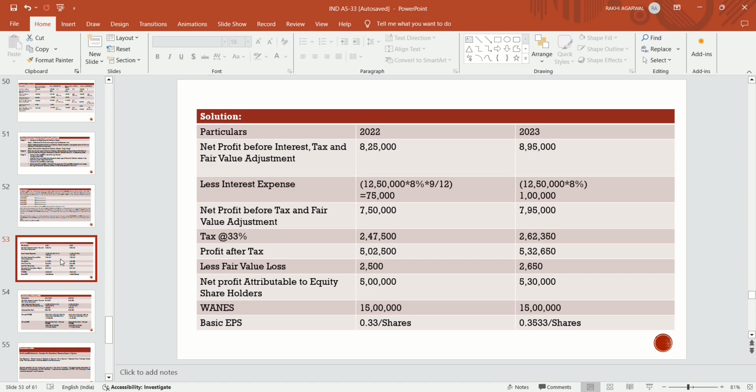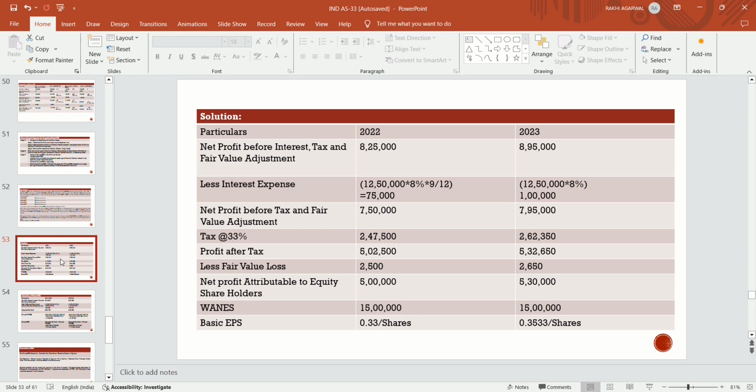Now net profit before tax and fair value adjustment: 8,25,000 minus 75,000 in 2022 becomes 7,50,000. In 2023, 8,95,000 minus 1 lakh becomes 7,95,000. Now the tax rate is 33%. 7,50,000 into 33% becomes 2,47,500, and in 2023, 7,95,000 into 33% becomes 2,62,350. So profit after tax is 7,50,000 minus 2,47,500, which becomes 5,02,500. In 2023, 7,95,000 minus 2,62,350 becomes 5,32,650.